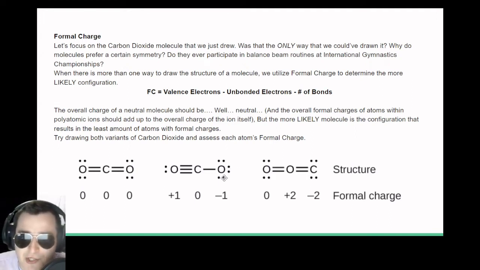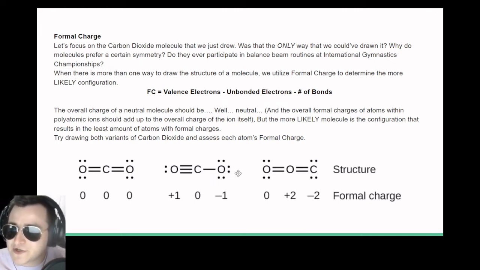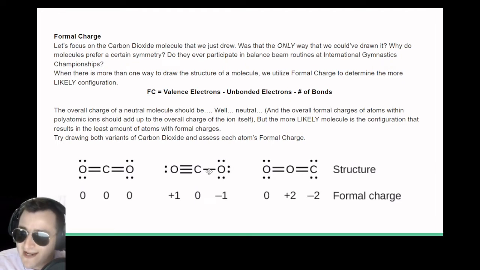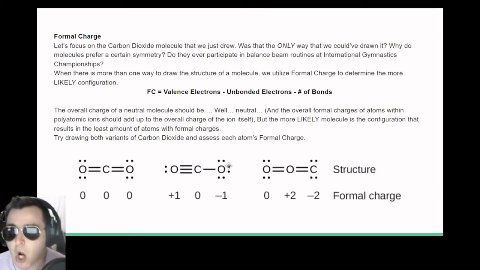We go to the oxygen on the right over here. Six valence electrons, but it has six non-bonded electrons. Six electrons in lone pairs. Six minus six is zero. Minus an extra one from that bond. And we're at negative one. Equally as bad because it is not neutral. We want to be at zero. Balanced. Yin and yang, if you will. And yes, of course, the formal charges will always cancel out to equal the charge of the compound. And the vast majority of our compounds are neutral.